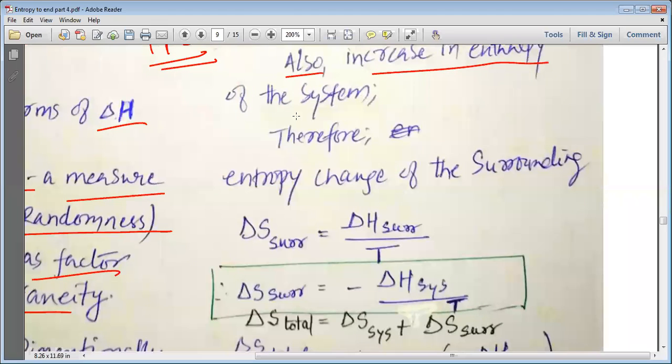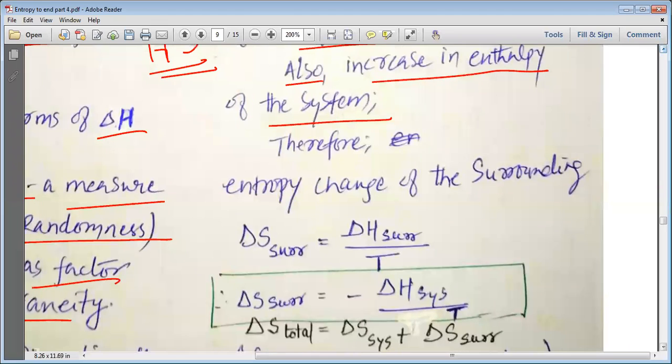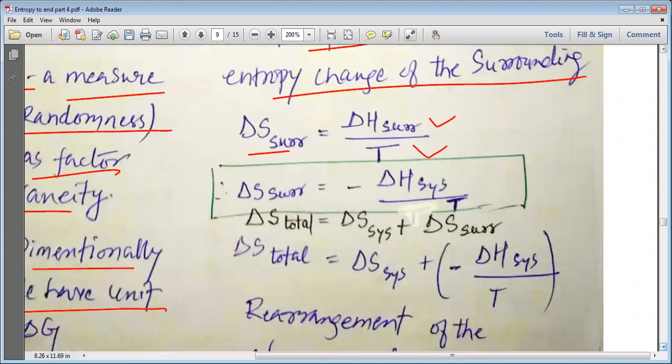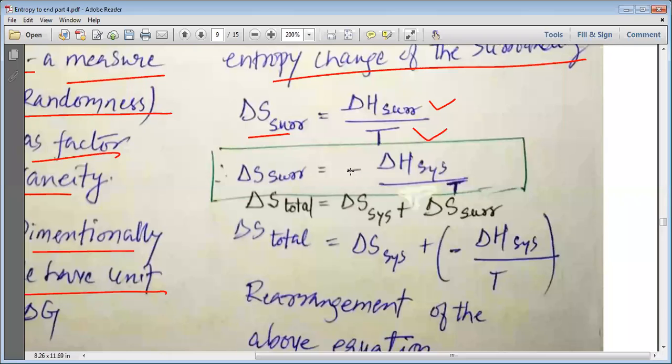Also, there is an increase in enthalpy of the system, therefore the entropy change of the surrounding will be delta S surrounding, that is delta H surrounding divided by T. That means delta S surrounding is equal to minus delta H system divided by T. Now, my dear students, we want to study delta S total, that is delta S system plus delta S surrounding. We know that delta S total is equal to delta S system plus minus delta H system divided by T.